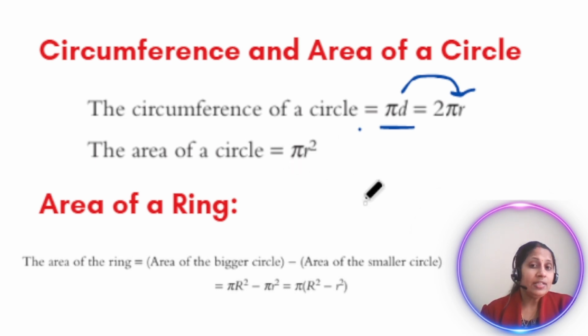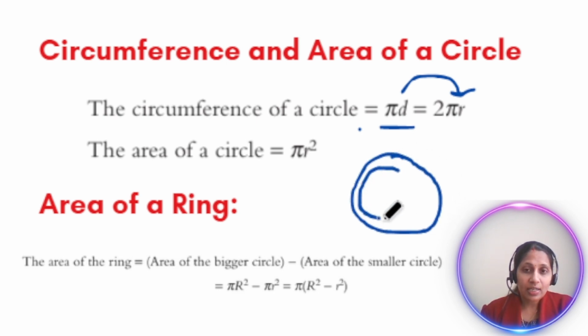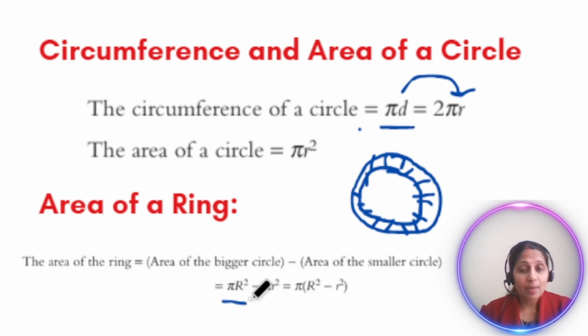And what is a ring? A ring is the one which has an outer circle and an inner circle, like this. So the area of this is nothing but the area of the bigger circle minus the area of the smaller circle, which is pi capital R square minus pi small r square, where capital R denotes the radius of the bigger circle and small r the radius of the smaller circle. So it's simply pi into capital R square minus small r square, right?